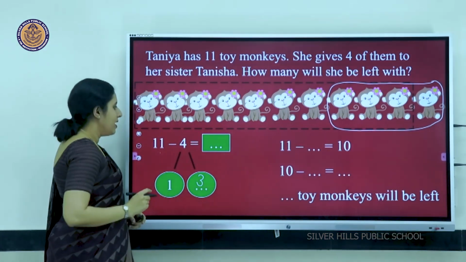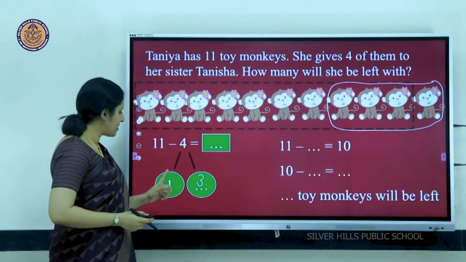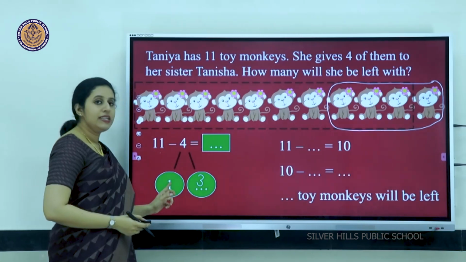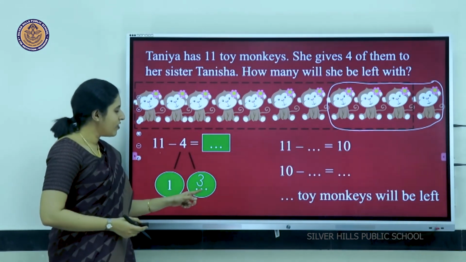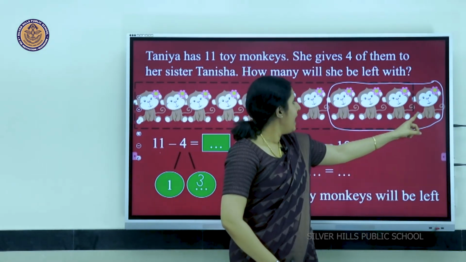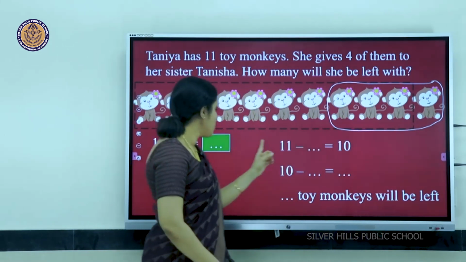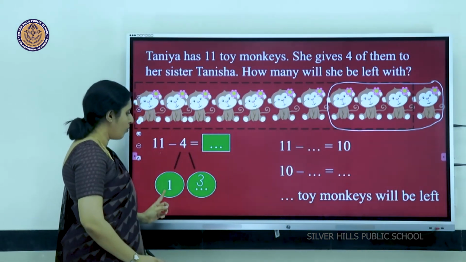This is how you complete the number bond here. 4 has been made as parts 1 and 3. Why is it 1 and 3? 1 and 3 because 1 monkey is taken away from the ones side and 3 monkeys are taken away from the 10 group. That is why we wrote the number bond as 1 and 3.